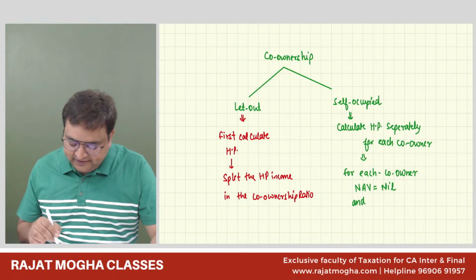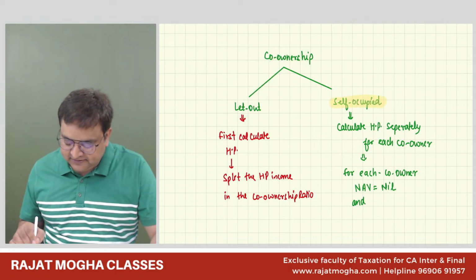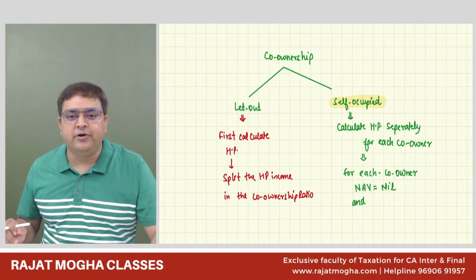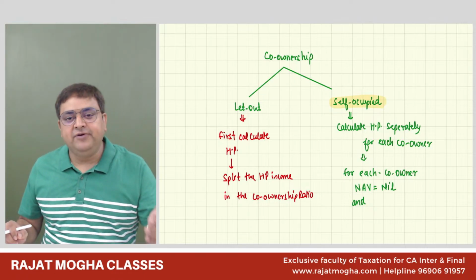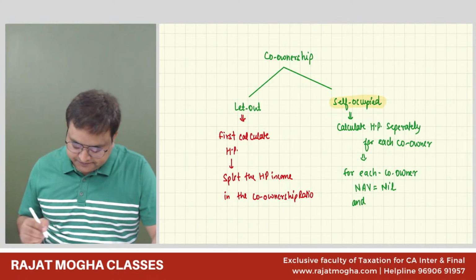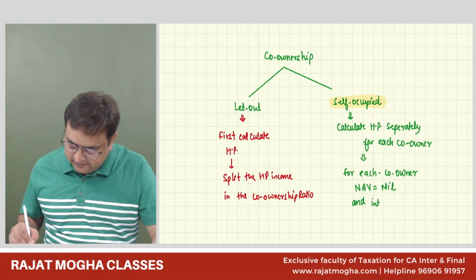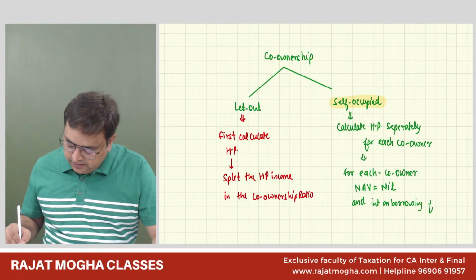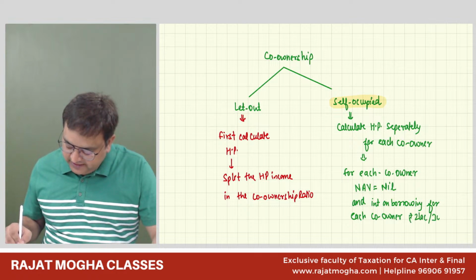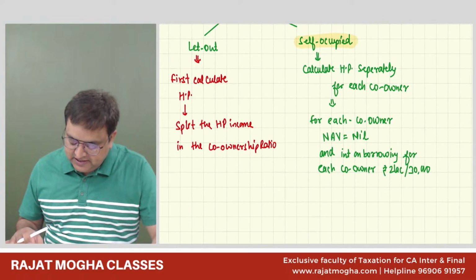And since the property is self-occupied, guys, now it depends. Now you all know, if we are following default regime, obviously interest on borrowing we will not give any deduction. But if we are following optional regime, for each co-owner NAV nil and interest on borrowing for each co-owner rupees 2 lakh or 30,000 as the case may be for each.